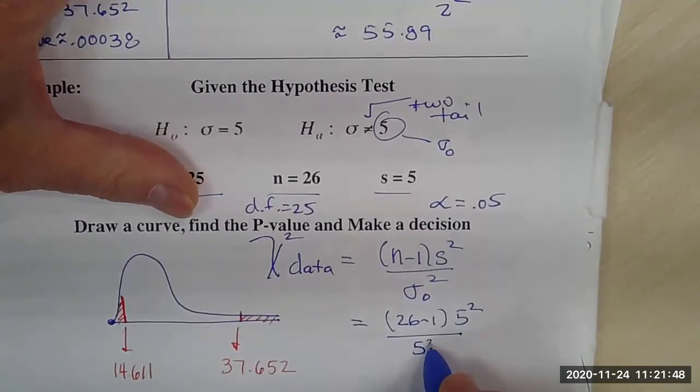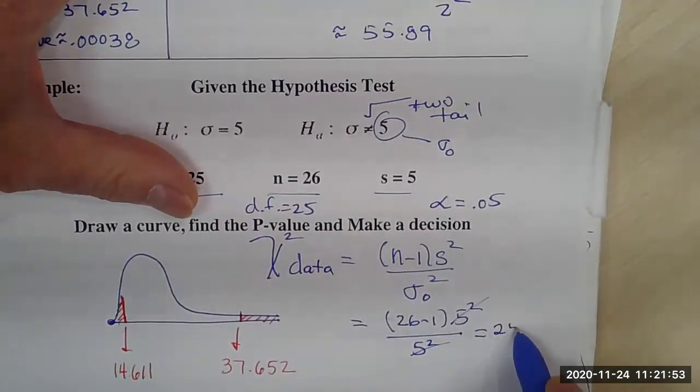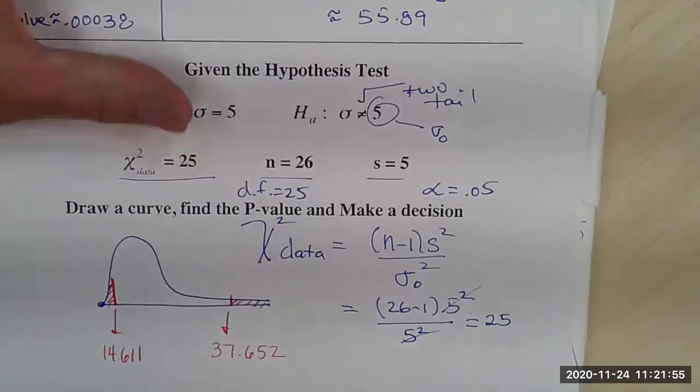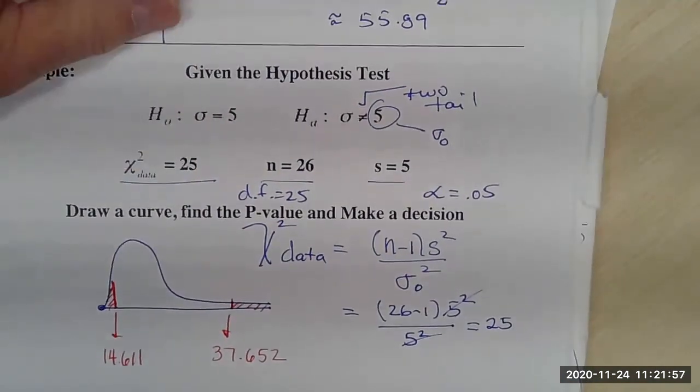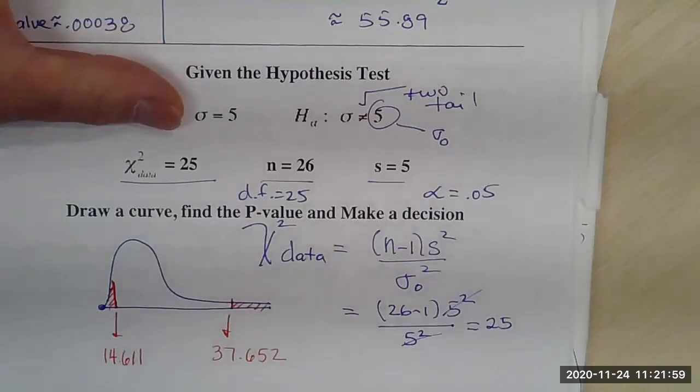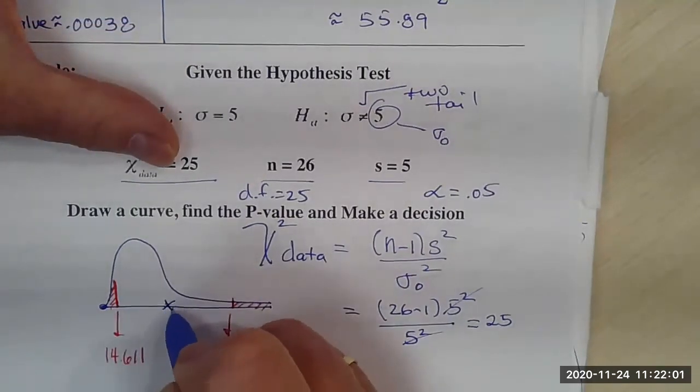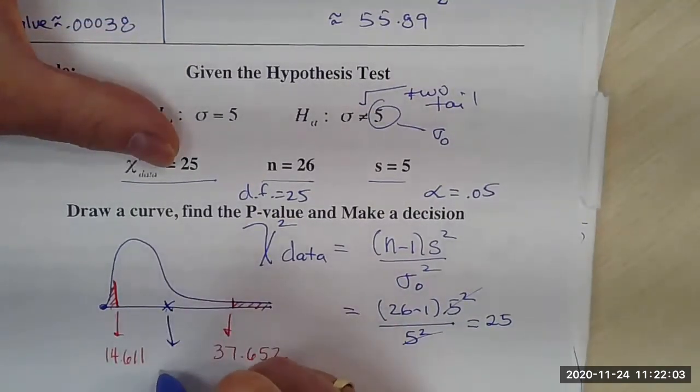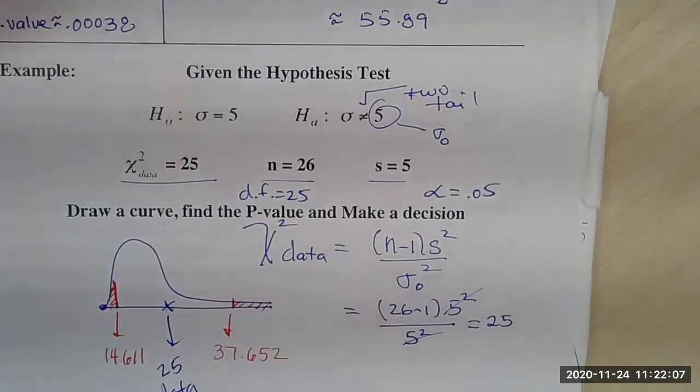So 5 squared. These will go away. 25. At the end, it's 25. Didn't have to use my calculator on that. So where's 25? It's in between here, somewhere right there. There's your data. There's 25, which is your data. So from that point of view, you're going to say don't reject the null, fail to reject the null.